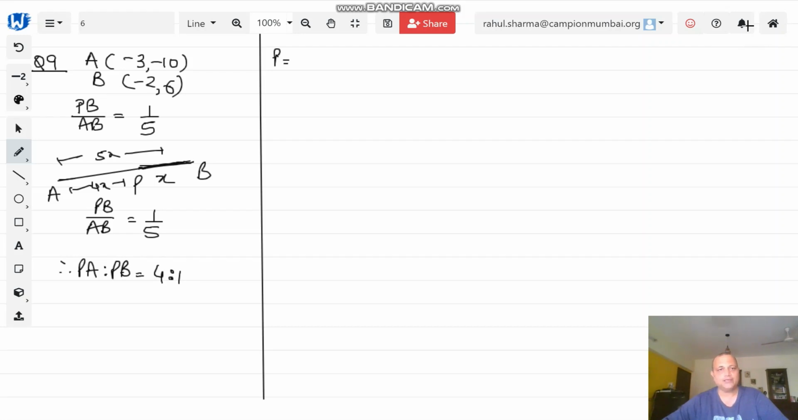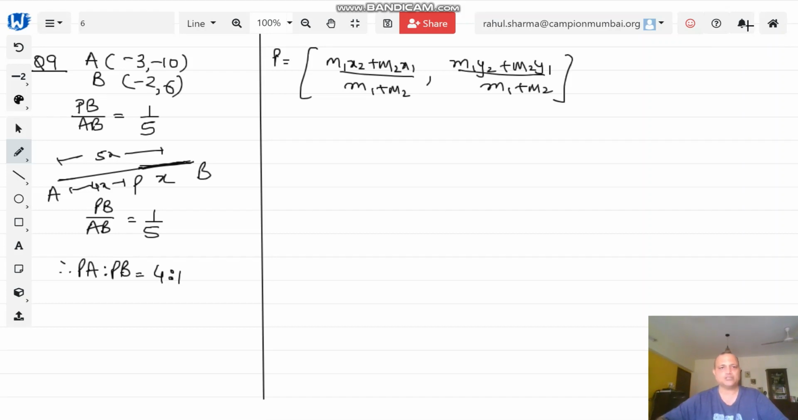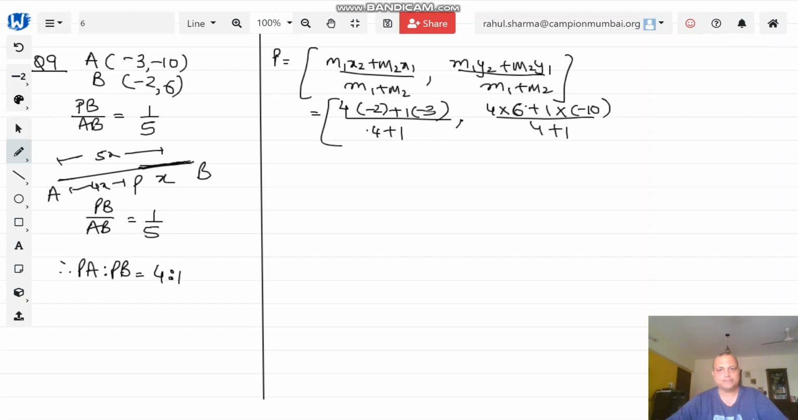Now, we need to calculate the coordinates of P, which will be equal to (m1x2 plus m2x1) upon (m1 plus m2), and the y coordinate will be (m1y2 plus m2y1) upon (m1 plus m2). So let's look at this. M1 in this case is 4, x2 is negative 2, plus m2 is 1, x1 is negative 3, upon m1 plus m2, that's 4 plus 1. Next part, m1 is 4, y2 is 6, m2 is 1, y1 is negative 10, upon 4 plus 1.